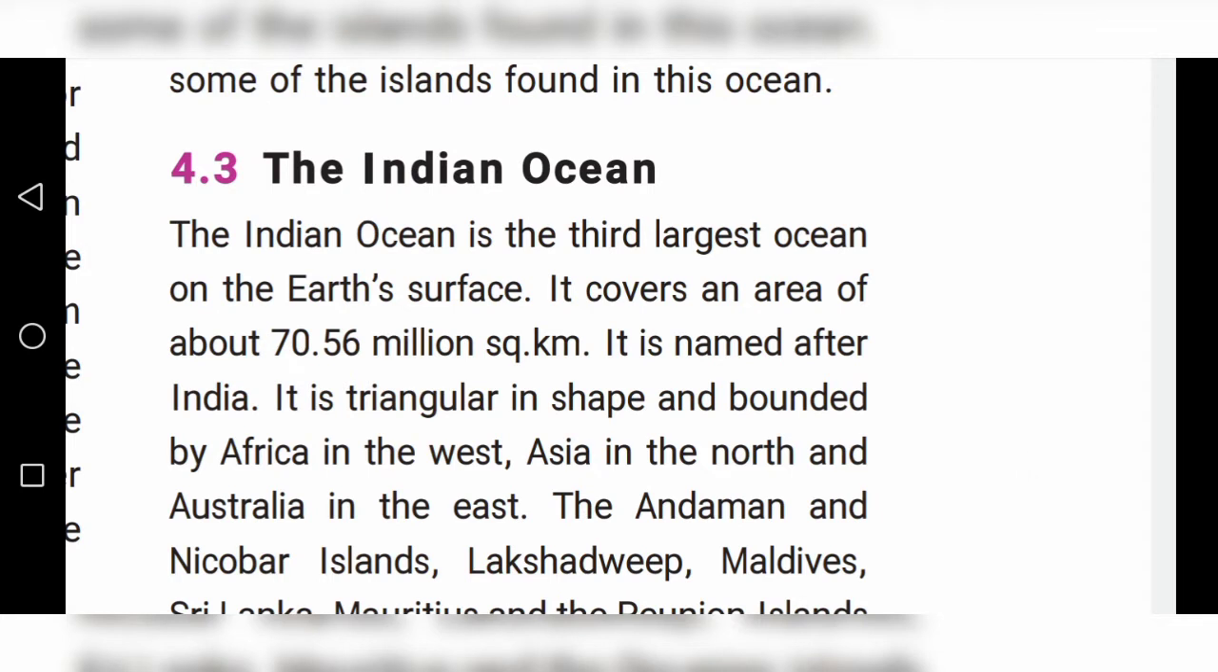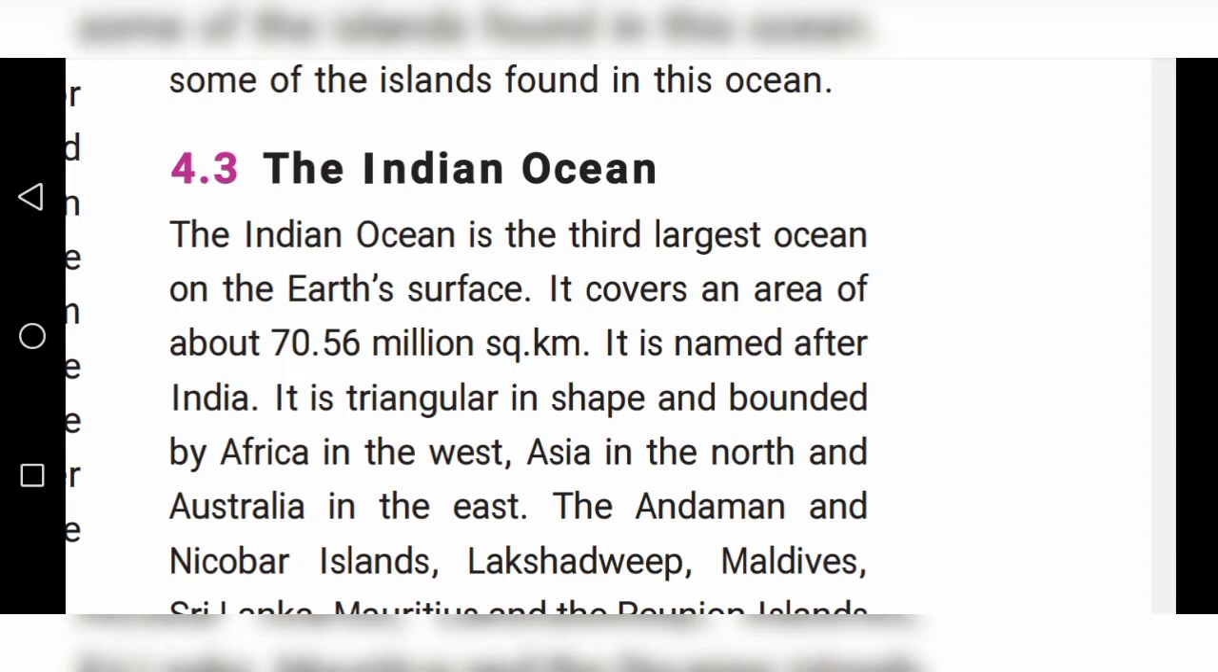The Indian Ocean is the third largest ocean on the earth's surface. It covers an area of about 70.56 million square kilometers. It is named after India because it is surrounded by India.